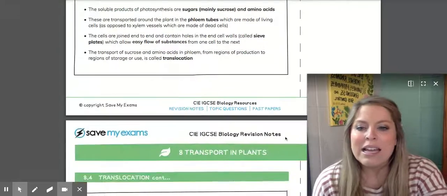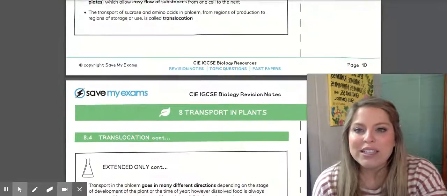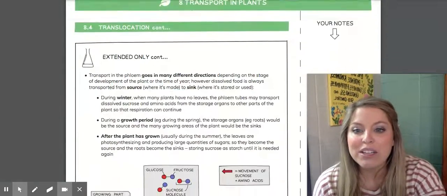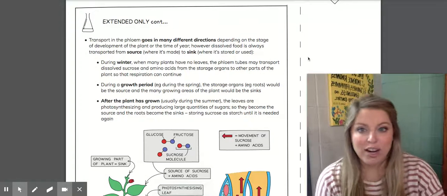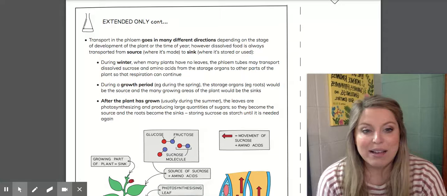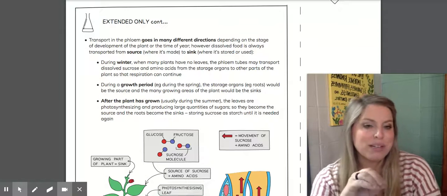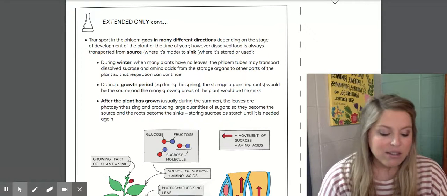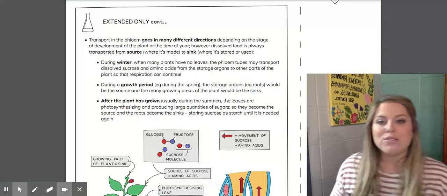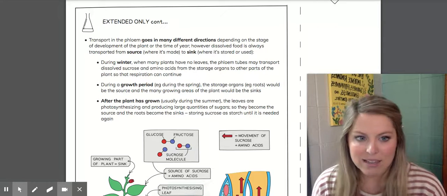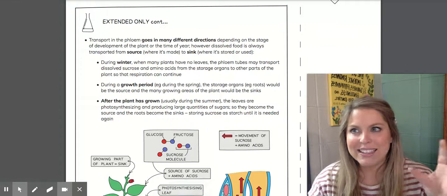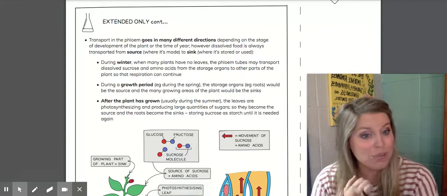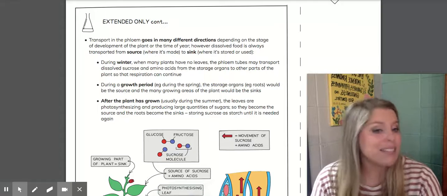All right. Now, when we look at translocation, we need to consider two important terms that we use when we talk about plants, and those two terms are referred to as sources and sinks. At different times of a year, a plant is going to have areas that might be a source in one season and a sink in another.